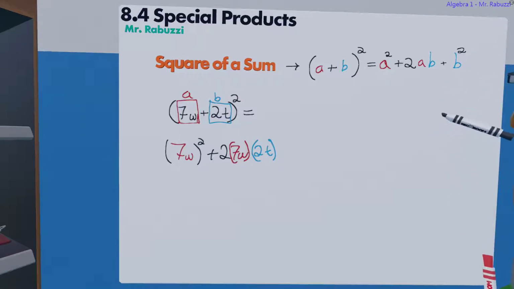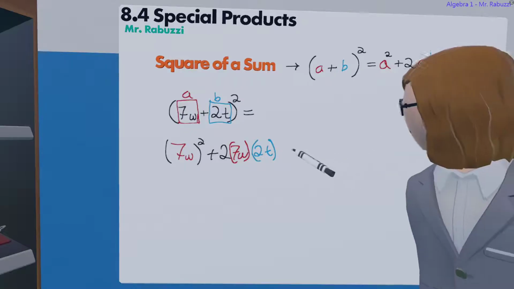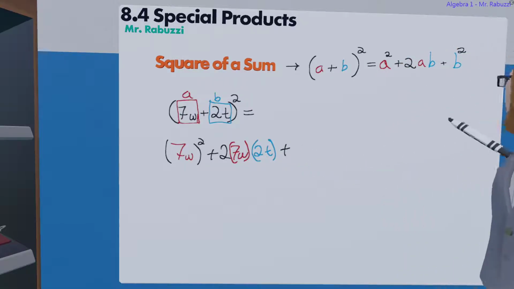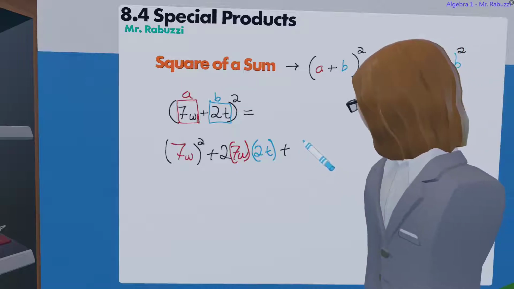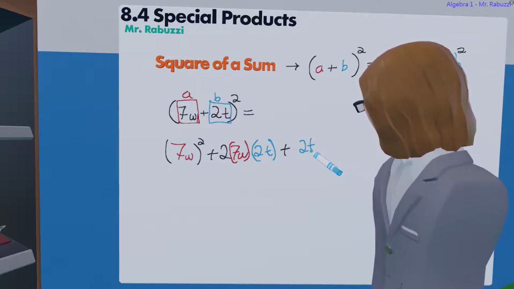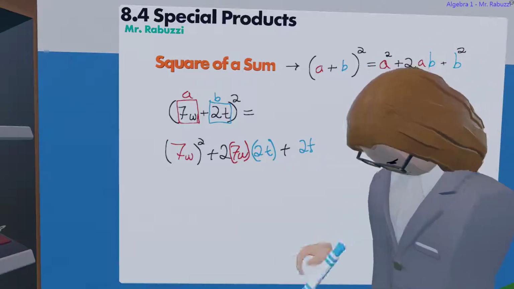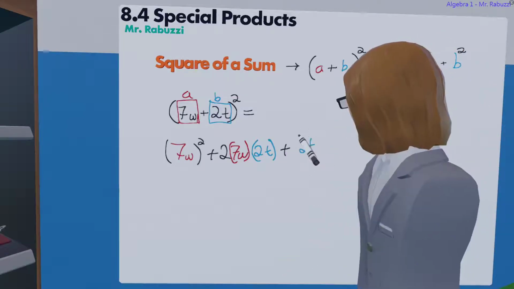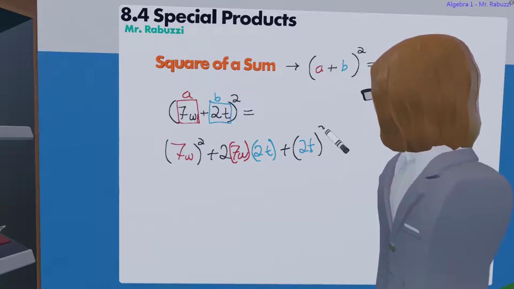Now, let's do the last term here. Then we have plus, okay, plus b squared. Okay, well, what's b? B was 2t, right? Okay, so we're going to write 2t. That's a weird t, but 2t squared.